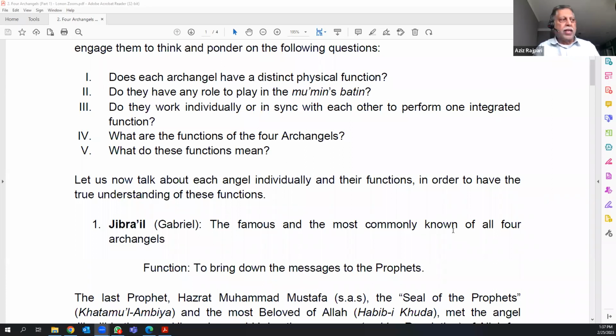Jibrail, whom in English we also call Gabriel, is the famous and most commonly known of all 4 angels.